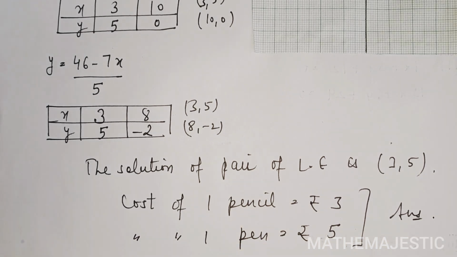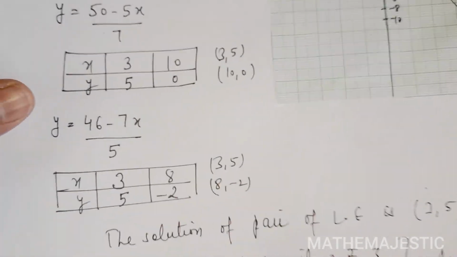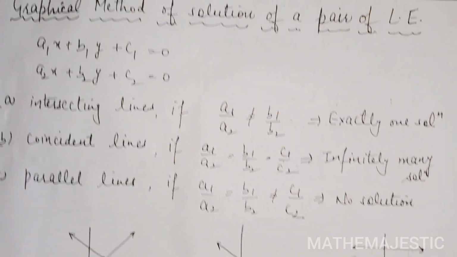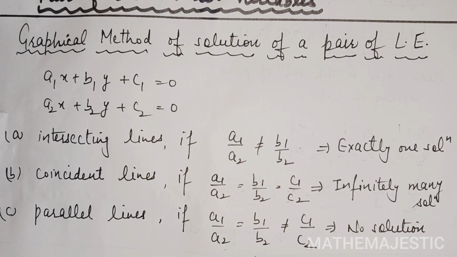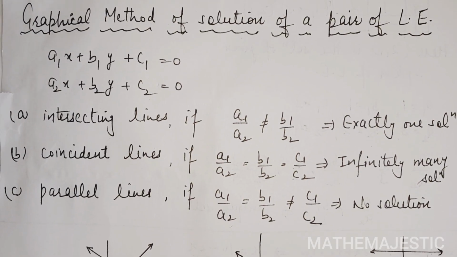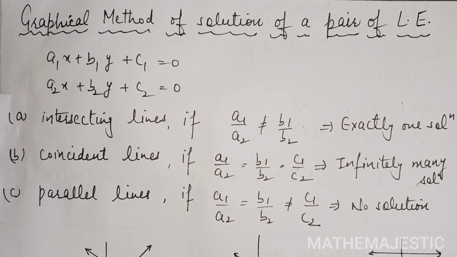Okay, now let's move to question number 2 of the exercise. Before moving to question number 2, we will do a quick revision of the rules of the graphical method of solutions of a pair of linear equations, which we have done earlier also. Because in the next question, we will need this information again. So let's have a quick look at this.